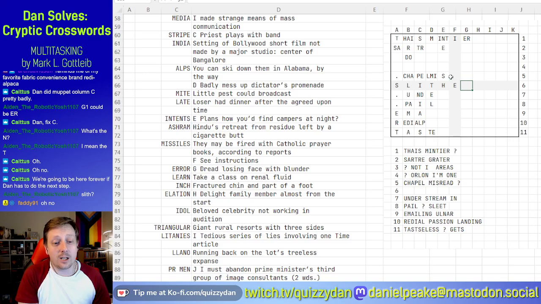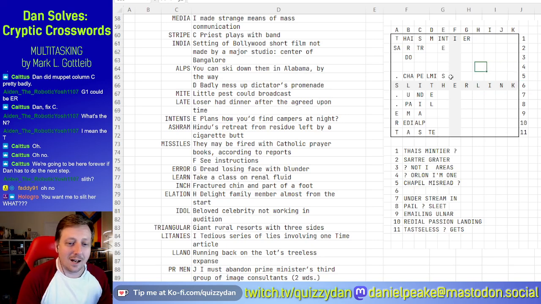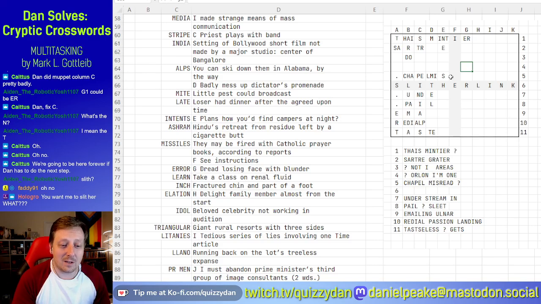I'll put an E here and I'll put an R here. So that's the R of learn, probably. My gut says. I'm assuming we're going towards a full Slitherlink. I'm assuming this is where we're going. So we're going to have to put a whole path around this.